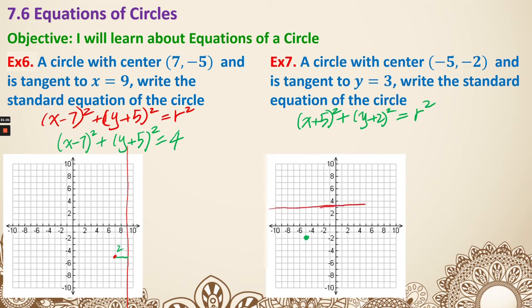If you're wondering how come y equals 3 is a horizontal line? Well, because y equals 3 means the line is crossing at 3 on the y-axis. Every single point on this line has a y-coordinate of 3. That's why we use y equals 3 to represent it. So same idea. This tangent line, I'm going to draw the distance. That's 1, 2, 3, 4, 5 away, which means my r is going to be 5 squared. So x plus 5 squared plus y plus 2 squared equals 25. That's example 7.